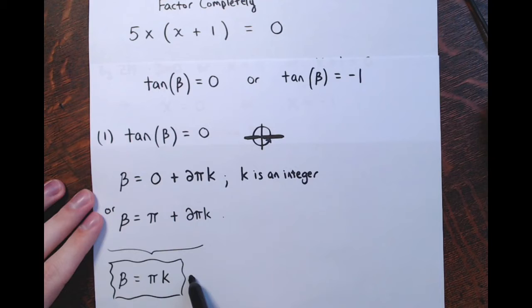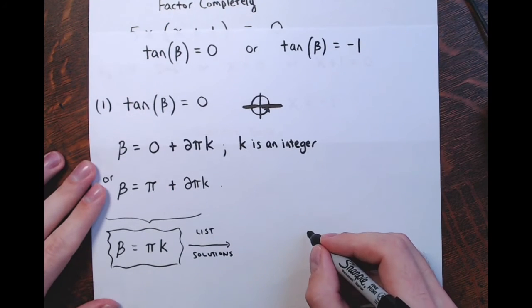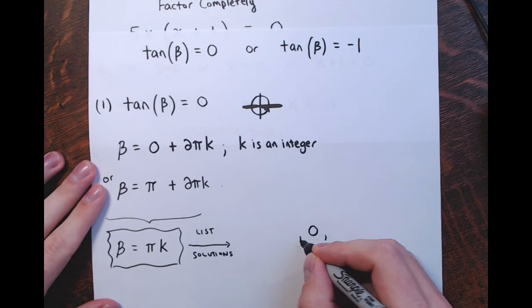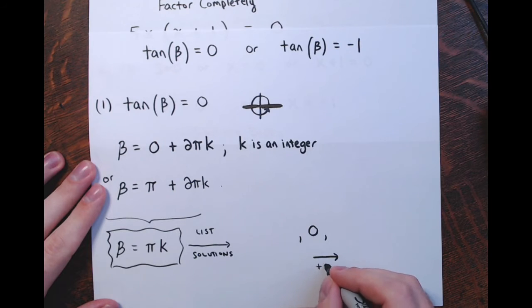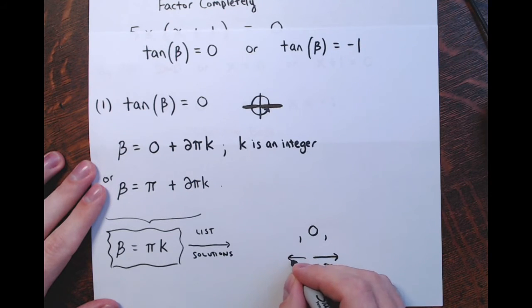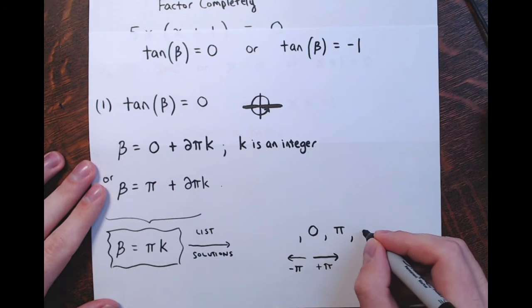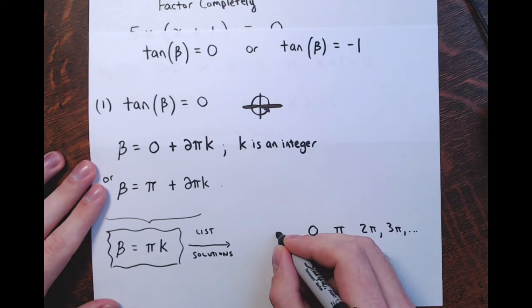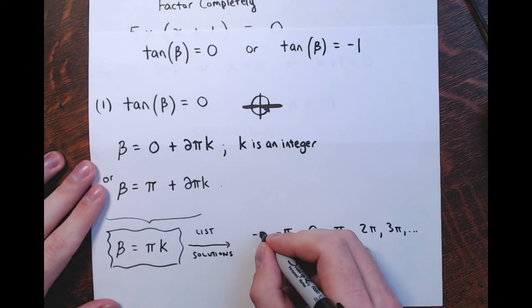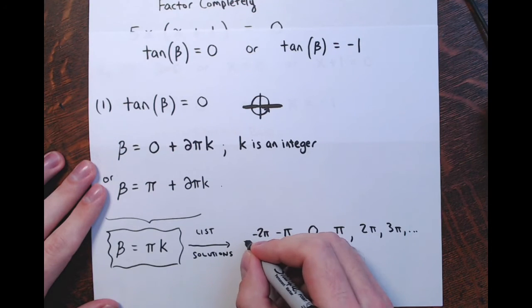Now if I list some solutions to this, obviously 0 is a solution. And then going this direction, because it's k times pi here, I'm just going to be adding pi. And going in this direction, I'm just going to be subtracting pi. So like I said, pi is a solution, 2 pi is a solution, 3 pi is a solution, etc. And then negative pi would be a solution, negative 2 pi would be a solution, and so on.